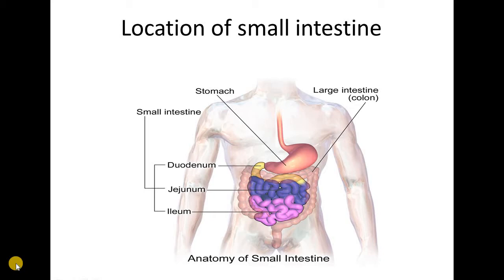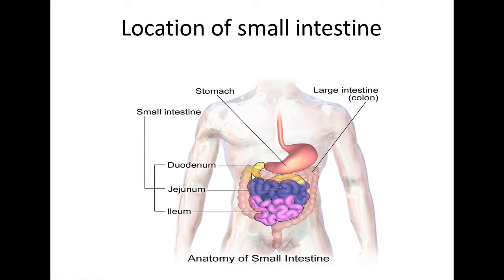The small intestine is the third and largest region of the alimentary canal, and it measures about 5 meters in length and is coiled up in the abdominal cavity. It is continuous with the pyloric region of the stomach at one end and opens into the large intestine at the other end. So this is the location of the intestine, which opens into the stomach at one end and the large intestine at the other.